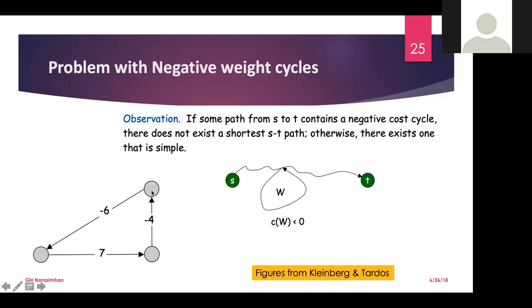I would get 7 plus minus 4, that's 3. 3 minus 6 would be negative 3. Negative 3 plus 7 would be plus 4. Plus 4 minus 4 would be 0. So just by going over it one more time, it became 0. If I do it one more time, it'll become negative 3, and so on and so forth. So that's the problem with negative cycles.